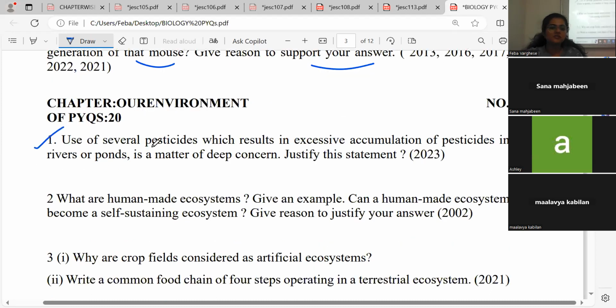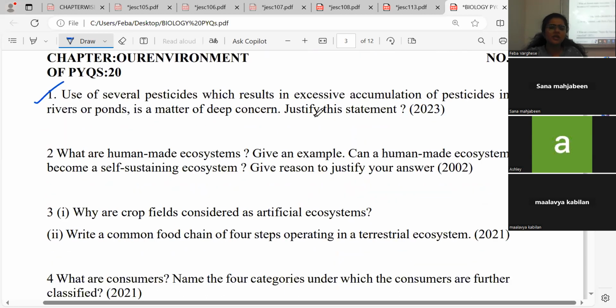Yes, the first question. Use of several pesticides which results in excessive accumulation of pesticides in the rivers, ponds, and so on is a matter of deep concern. Justify the statement. As it would lead to biological magnification and affect the lives of the entire individuals in the entire food chain. Okay, and say what its effect is in human beings. It will be more concentrated in the human body. About the biomagnification, you have to explain properly.